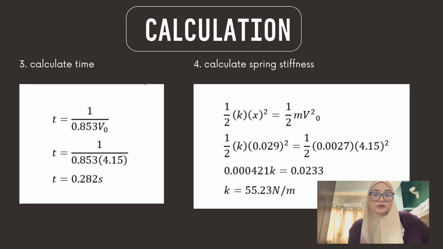So next, we calculate the time. How to calculate the time? We use the x-axis equation, that is t equal to 1/0.853 V0. We just put the V0 that we get, 4.15, in the formula, and then we calculate the spring stiffness by using the formula 1/2 k x squared equal to 1/2 mass times initial velocity squared. So we have all of the data, but we don't have k. So the k is the spring stiffness. After calculating, we get 55.23 Newton per meter. Thank you.